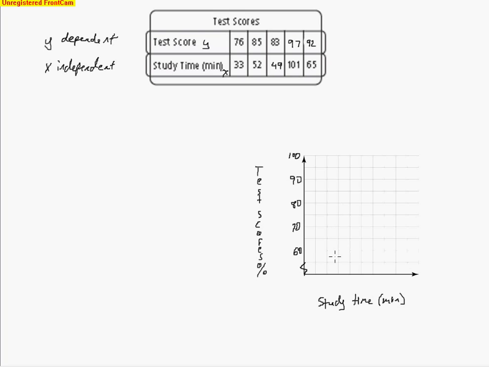And then over on this side, I'll go study time. It looks like I'm going from 33 to 101. So one way you can figure out how far you should go is subtract the two values that you have.